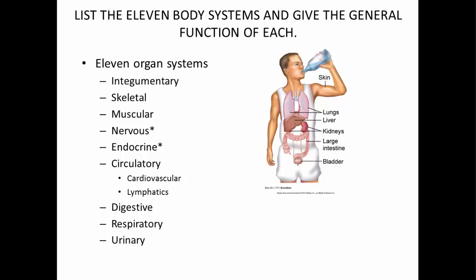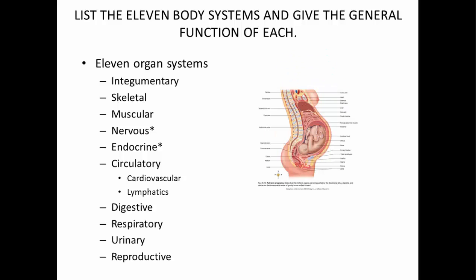The urinary system contains the kidneys and other structures that help secrete waste products from the body through urine. More importantly, the urinary system helps control water, electrolyte, and acid-base balance in the body. The reproductive system is made up of organs and structures that enable humans to reproduce.